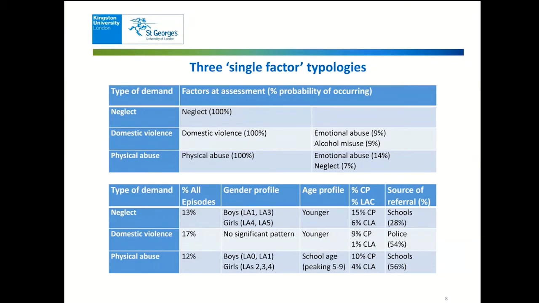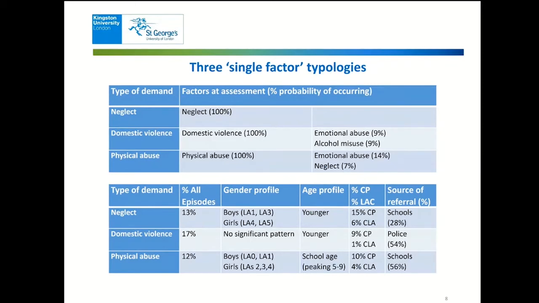So I'm just going to go through the 7 types or typologies of demand that we found. And these were consistent across the 6 areas, as I say. Now, the first 3 typologies were characterised by pretty much a single factor assessment, and that makes them pretty easy to name. So as you can see, that first type of demand is neglect.